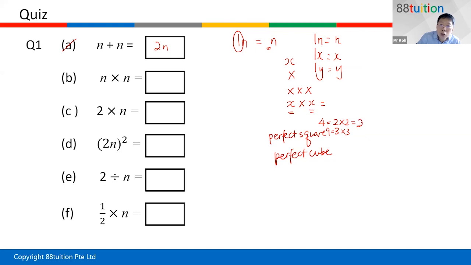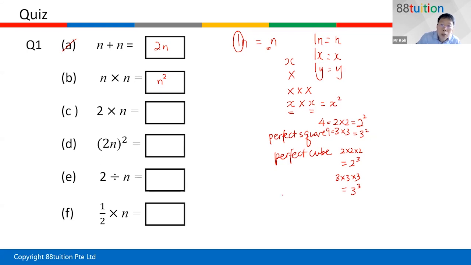And then you can write these using powers. It's the same thing. 2 times 2 times 2 is the perfect cube, so you write it as 2 to the power 3, or 2 cube. 3 times 3 times 3, you write as 3 to the power 3, or 3 cube, and so forth. Now n times n will be just n squared, or n to the power 2. x times x is x squared, or x to the power 2.